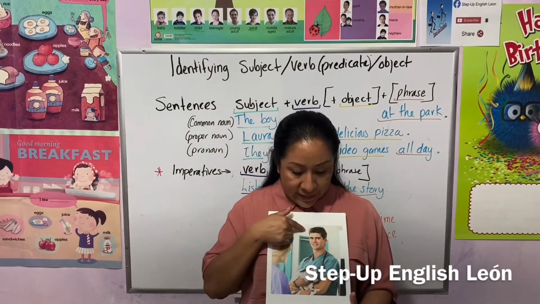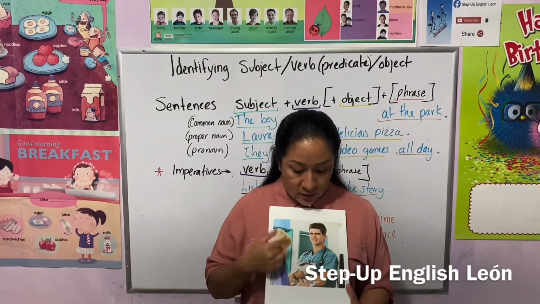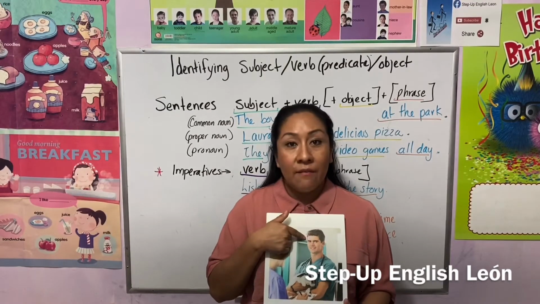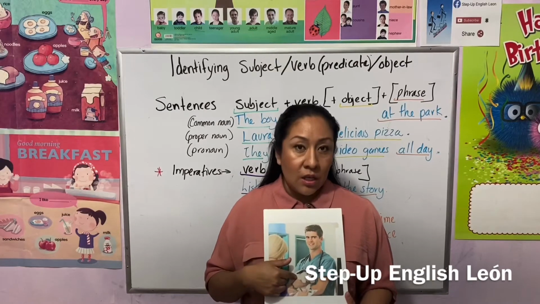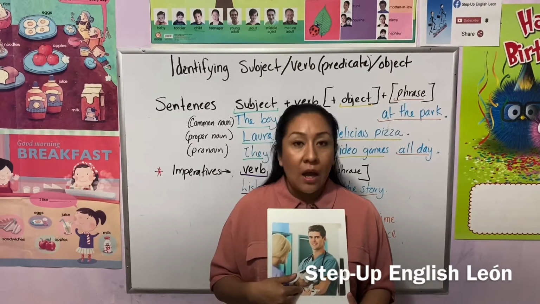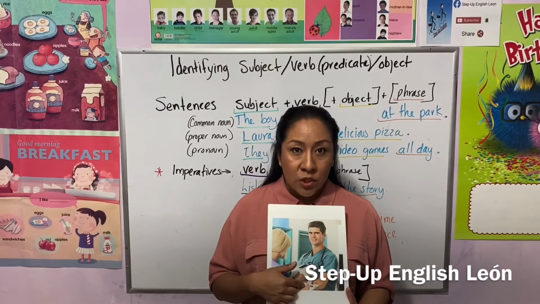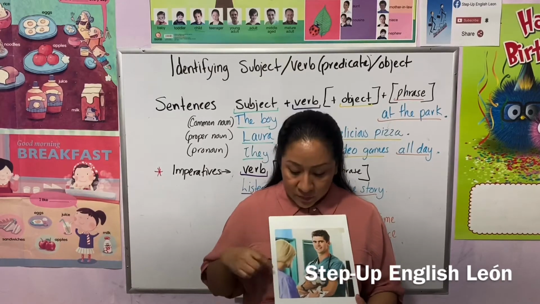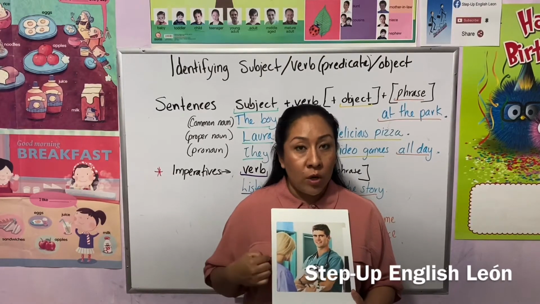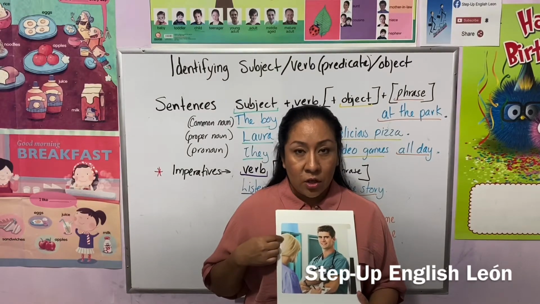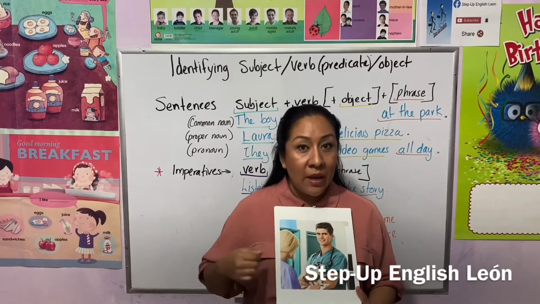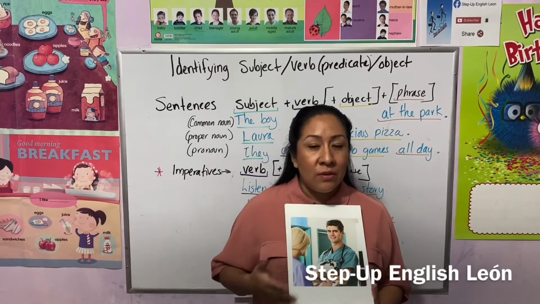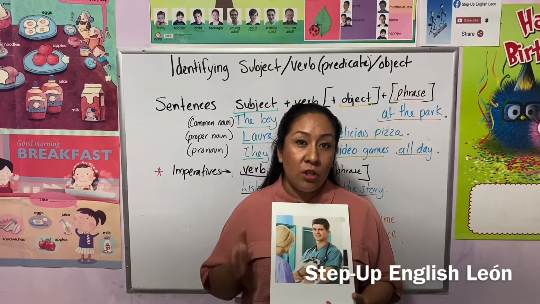Here we have a vet who is holding a rabbit. So who is doing the action? The vet. What is he doing? He's holding. Holding what? A rabbit. So the rabbit is my object. The action is holding. And the subject is the vet. And the nurse is writing a report. She, the nurse, is the subject. Writing is the verb. And what is she writing? She's writing a report.